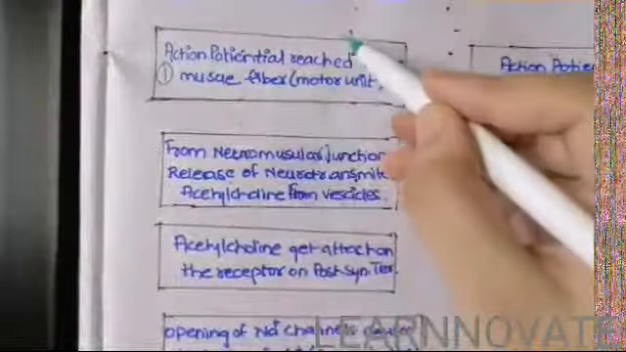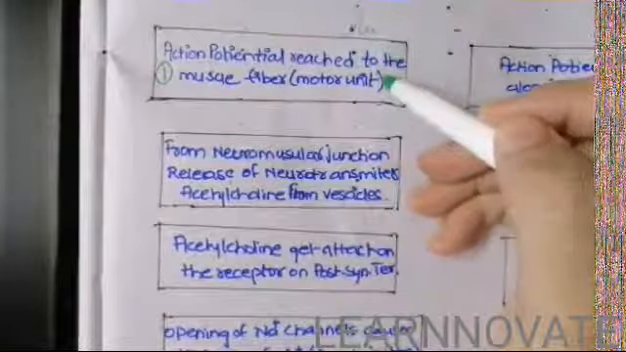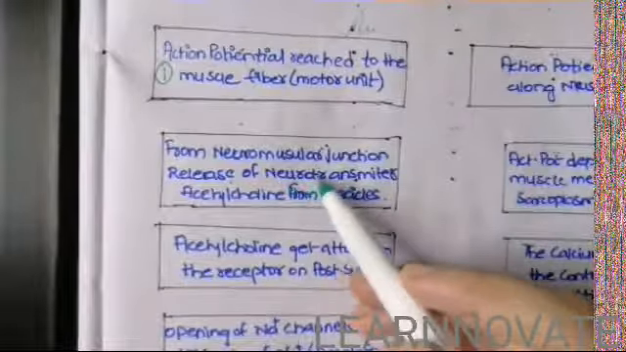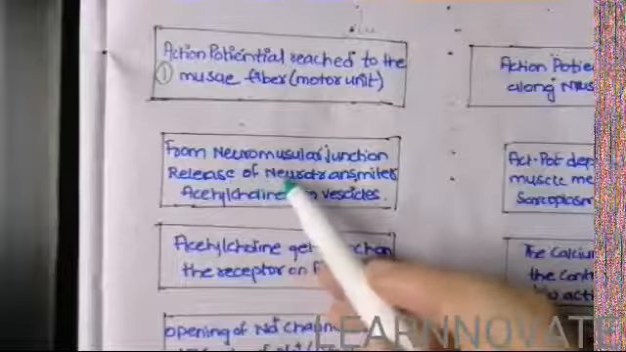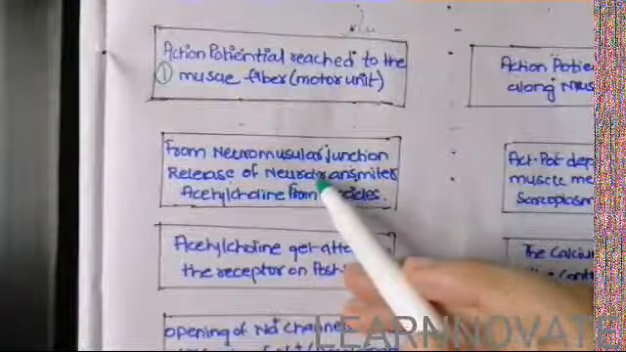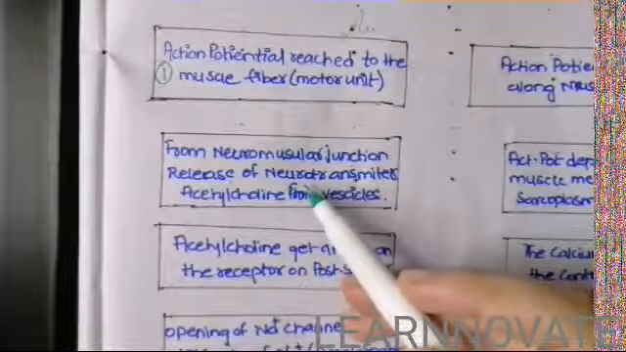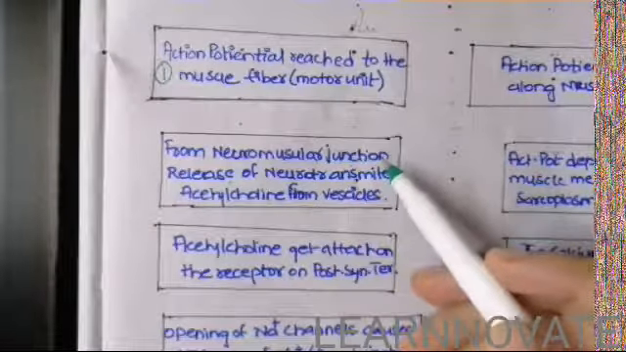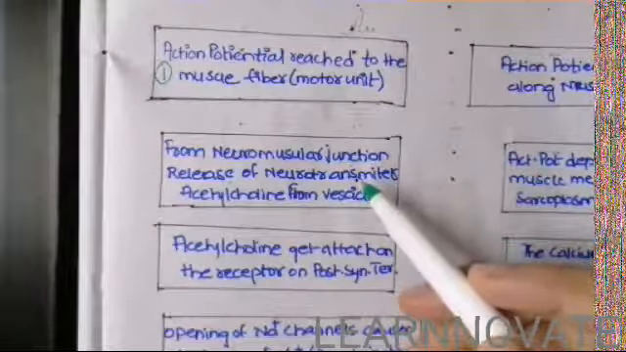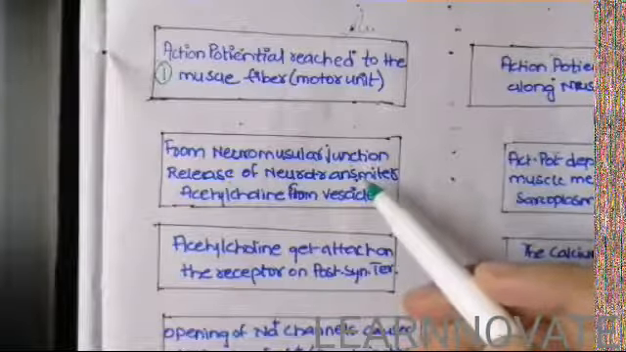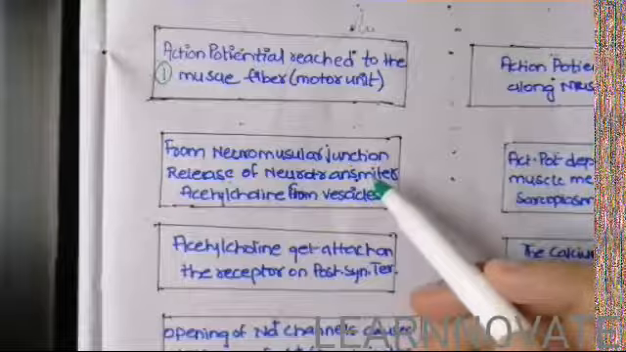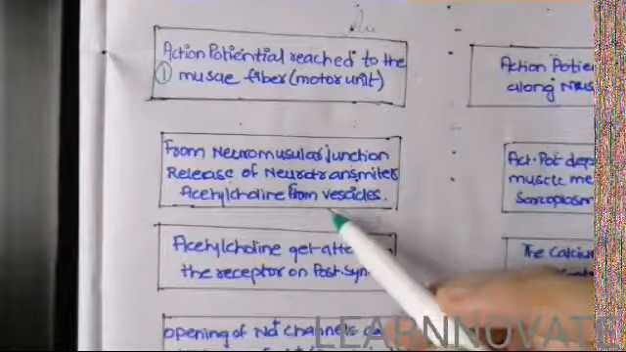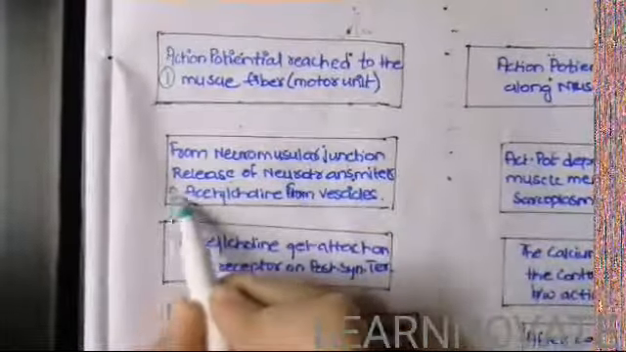So the action potential that reaches the motor unit causes the release of a neurotransmitter from the neuromuscular junction. The junction between the neuron and the muscle is the neuromuscular junction, and when the action potential reaches that place, there will be a release of a neurotransmitter, mostly acetylcholine, from the synaptic vesicles. We have discussed the structure of the presynaptic, postsynaptic and neuromuscular junction in a separate video. So from the neuromuscular junction, the neurotransmitter is released from the presynaptic terminal vesicles. This was the second step.